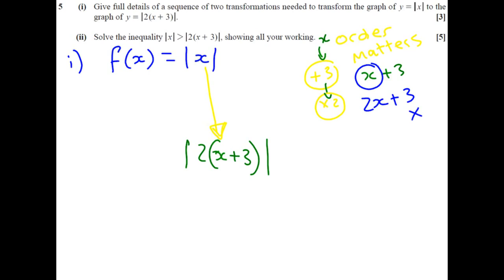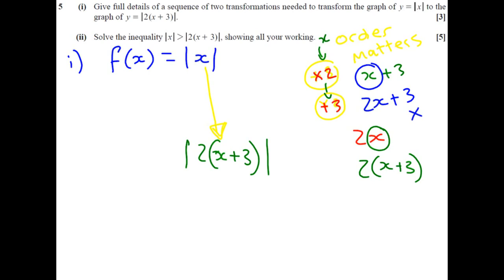Okay, let's try it the other way around. If we start with x and we times by 2, and then we add 3. Start with x, times by 2, you get 2 times x. Now, here's the important difference. We add 3 to x. Now, x is being timesed by 2 already, so it's going to give you what we want.